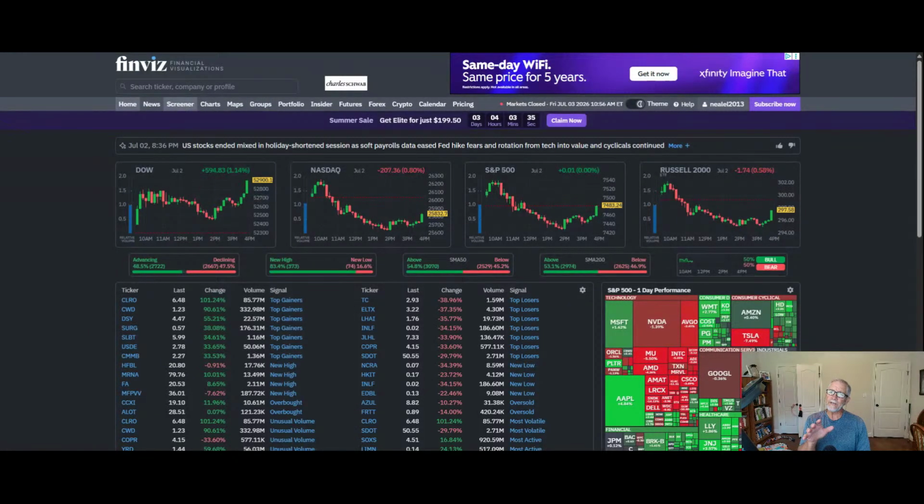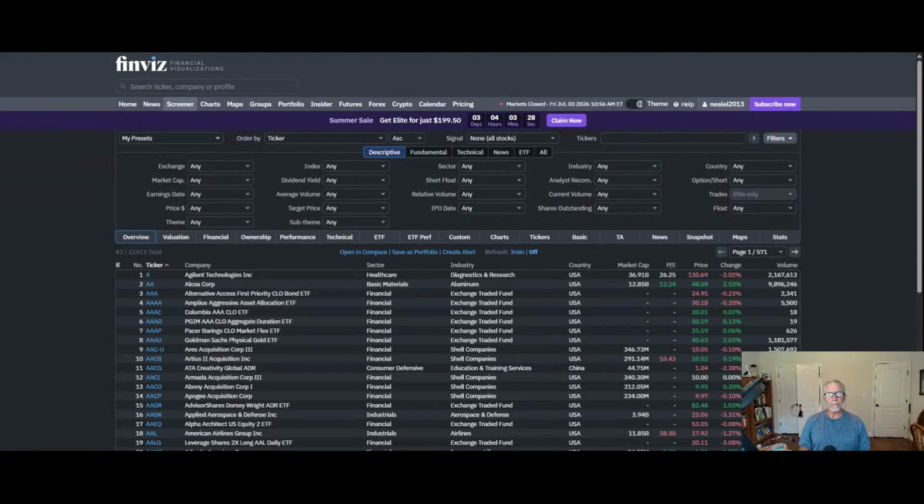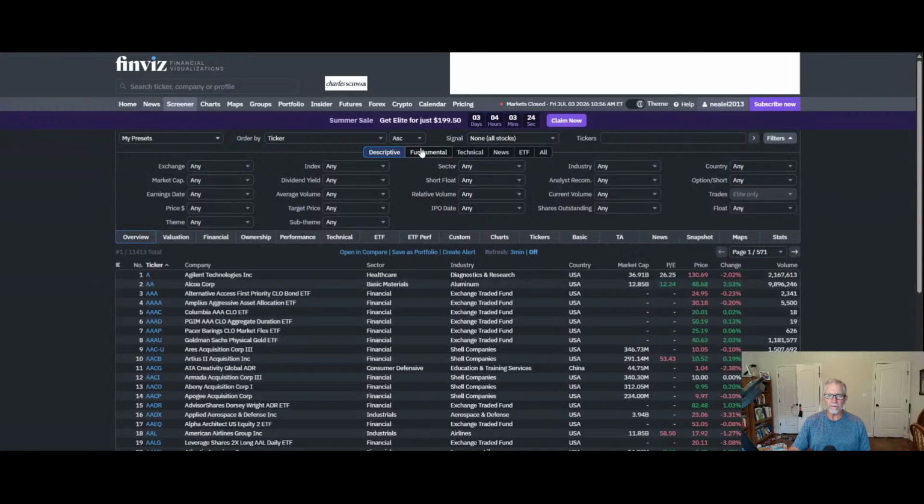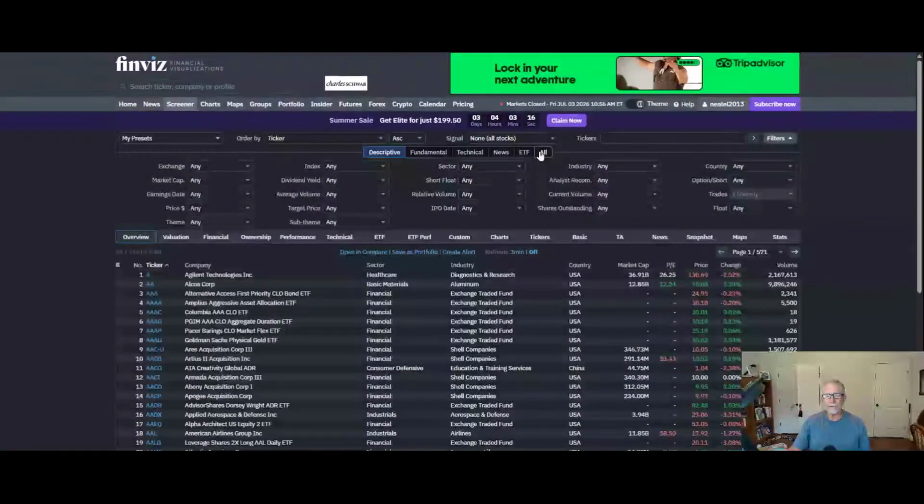We want to screen for companies that are selling less than 30 on the RSI. So you click screener, okay? And you go down here, it says descriptive. Hope you can see my cursor. Descriptive, fundamental, technical, news, ETF, and all. You want to click all, okay?